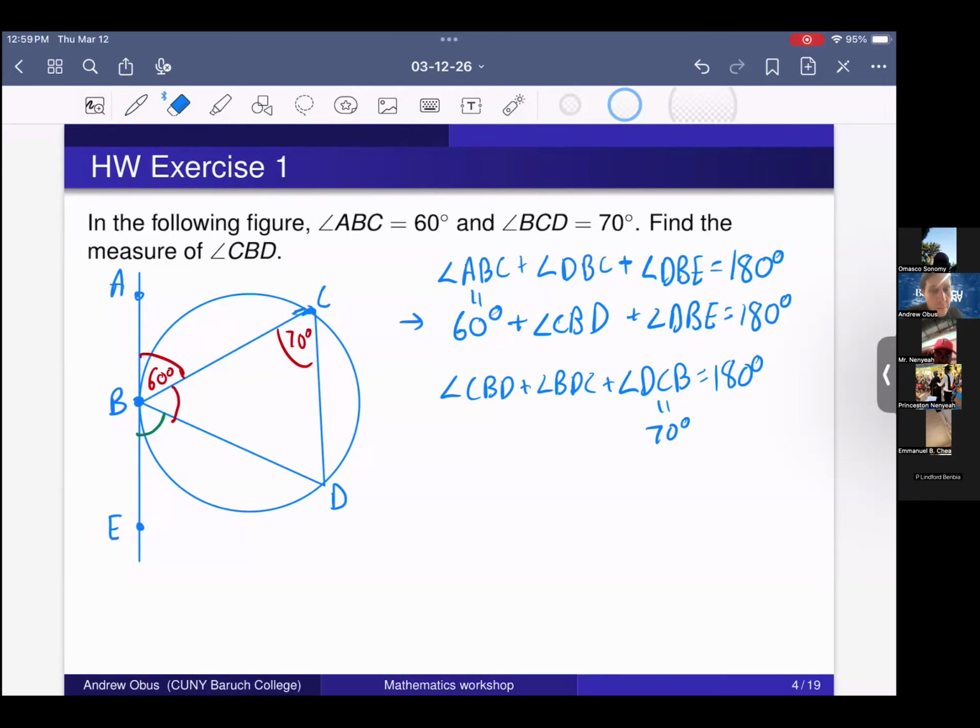The angle BDC, right? BDC. Yes, it's 60 now. Why is it 60? I agree with you, it is 60, but why? Why is BDC 60?